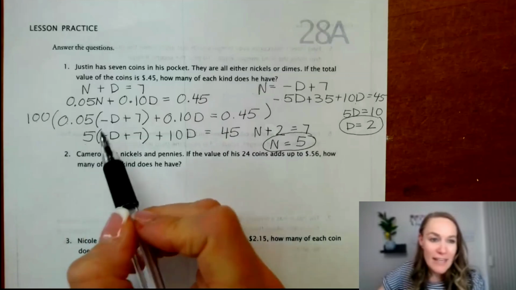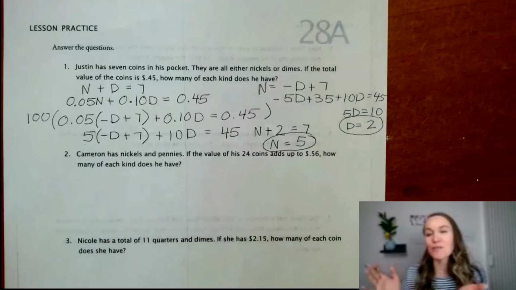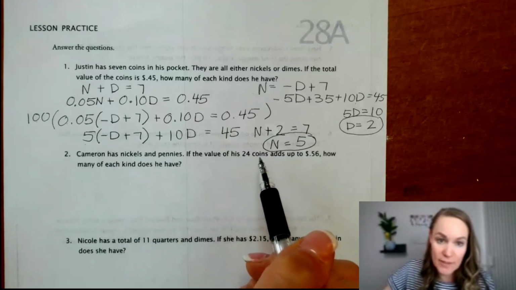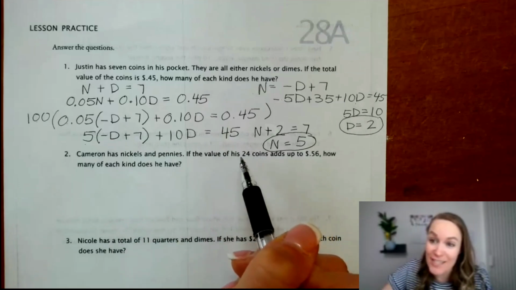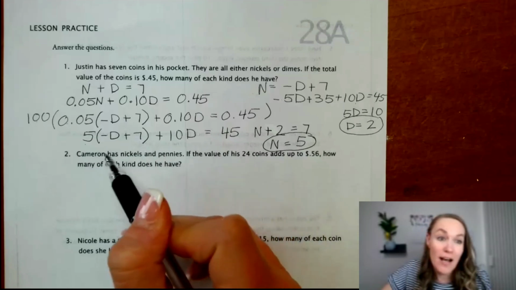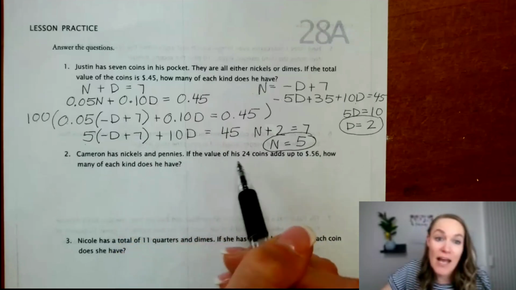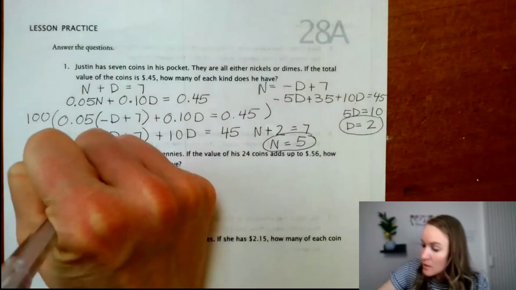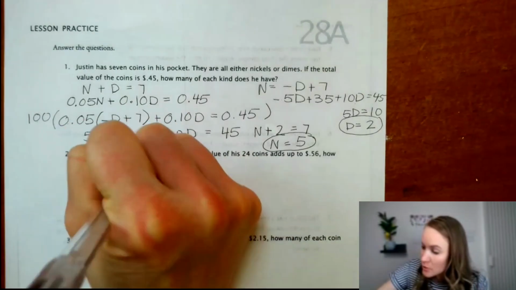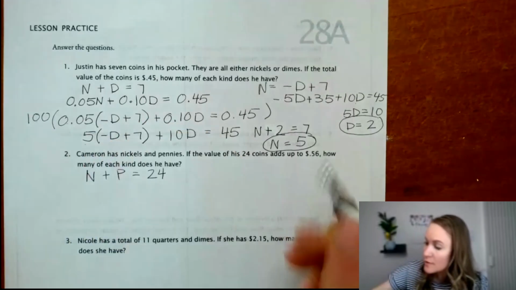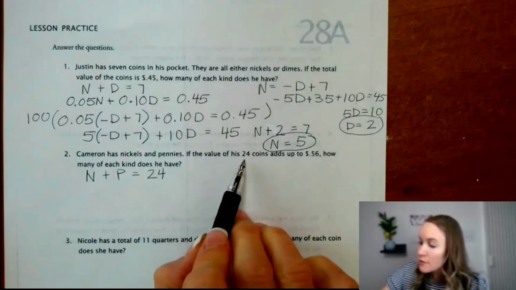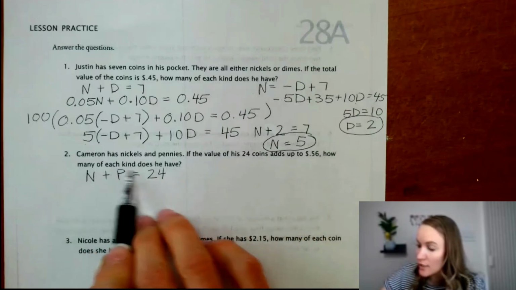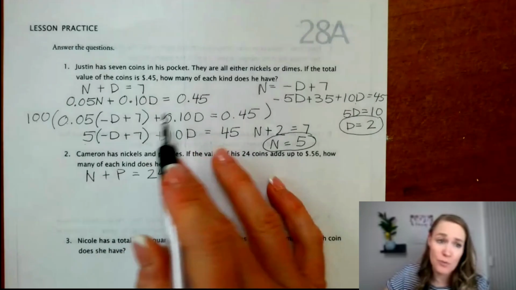Okay, Cameron has nickels and pennies. Okay, so this is going to be really similar, right? If the value of his 24 coins, okay, so I can already write down one equation. I have nickels and pennies, and they're going to equal 24. So my nickels plus my pennies equals 24. If the value of his 24 coins adds up to 56 cents, how many of each kind does he have? So really similar to this first one, right?